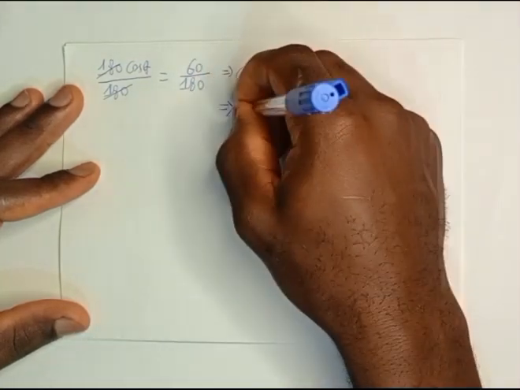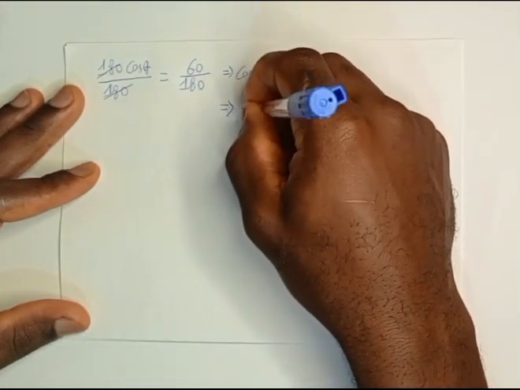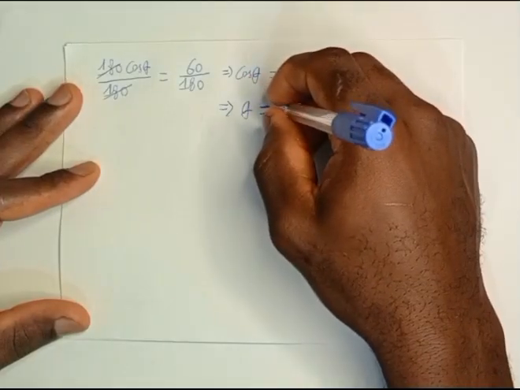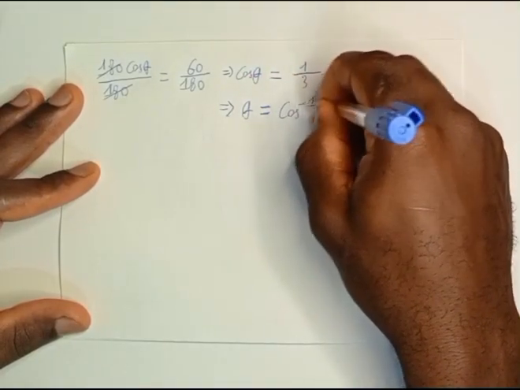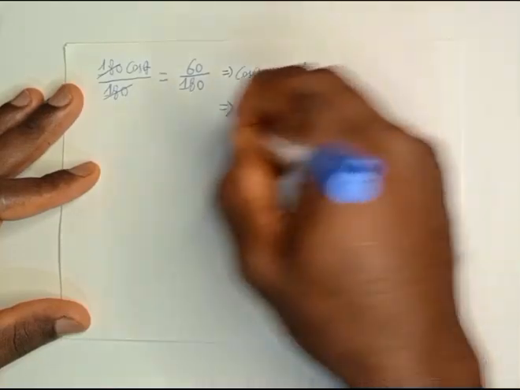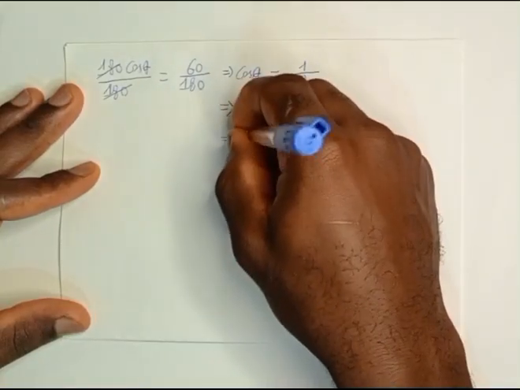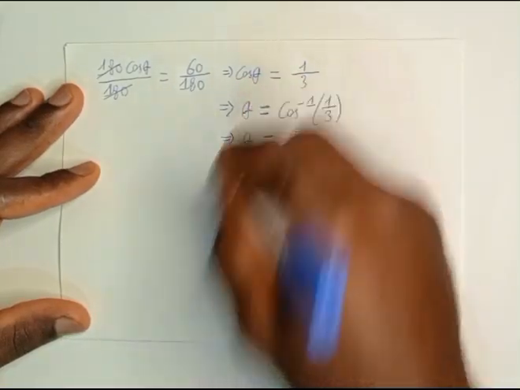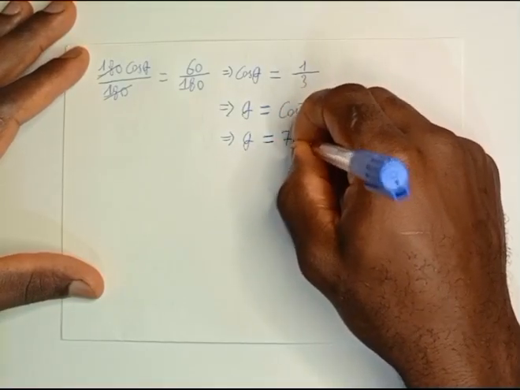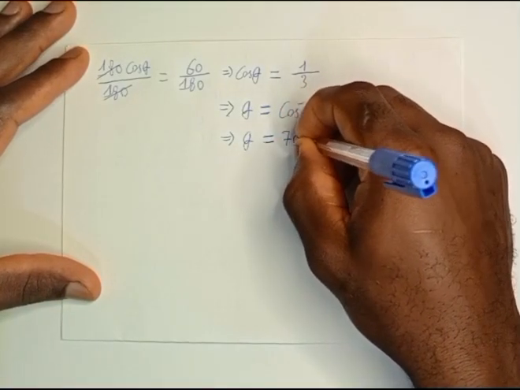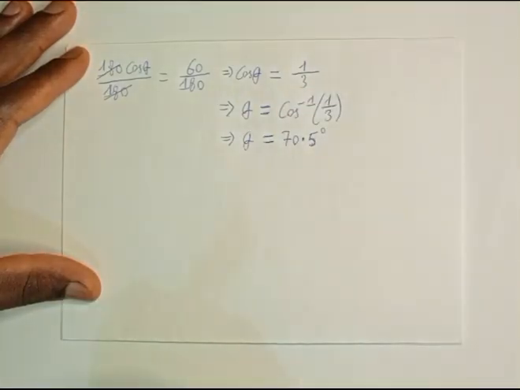This will imply that theta, we are going to take the inverse trigonometric ratio. Theta will be equal to the cos inverse of 1/3. Then theta will be equal to 70.5 degrees to 1 decimal place. This will be the angle theta.